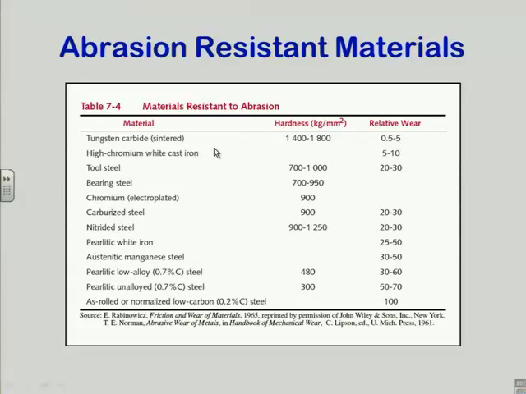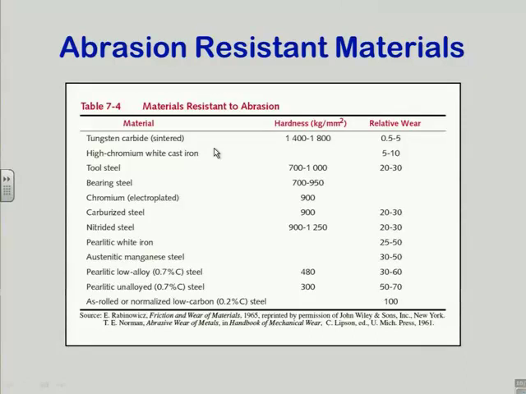So at the top of the list, this is relative wear on a scale of 1 to 100, or 0 to 100, or whatever. So tungsten carbide is just about the hardest, save diamond, which is too bloody expensive to do anything with except make rings out of. Tungsten carbide is a material that can only be made by sintering. It's really a ceramic, and it's got a rating of about 0.5 to 5 on the relative wear scale.